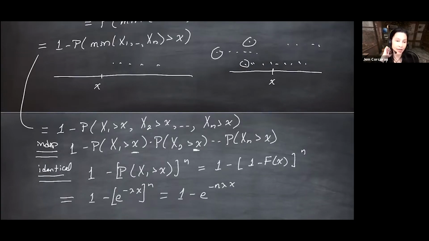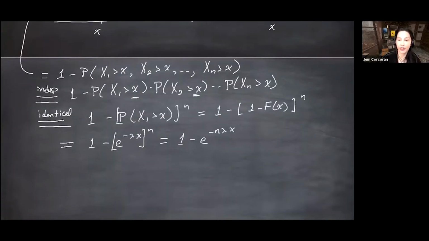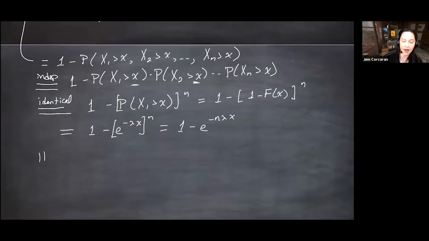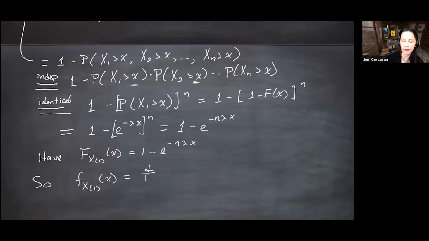This is probably a recognizable CDF because we just wrote it down. But in general, at this point, you would say, okay, I know the CDF for the minimum. Let me take the derivative, get the PDF, and try to identify the distribution. So we have now the CDF for the minimum is 1 minus e to the minus n lambda x. So the PDF is the derivative. And you see another exponential distribution. This is n lambda e to the minus n lambda x.